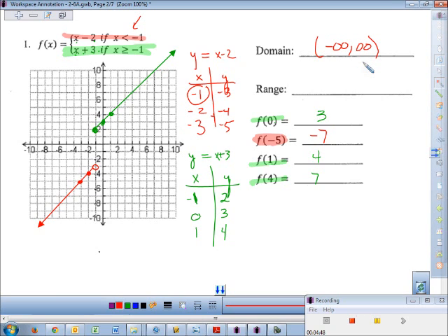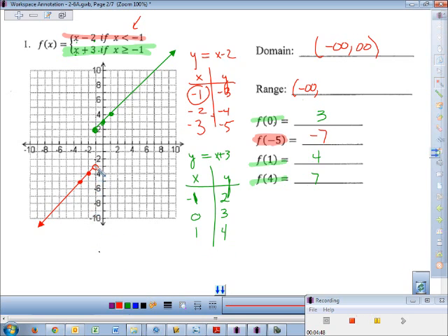Left and right is domain. You're looking for gaps. Are there any gaps? No gaps, left and right. You cool with that? Range is up and down. So first we start low to high. We always start low to high. How low will this thing end up going? Negative infinity. So I know I can start here from negative infinity. Now let's work our way up and see if we get to any gaps.